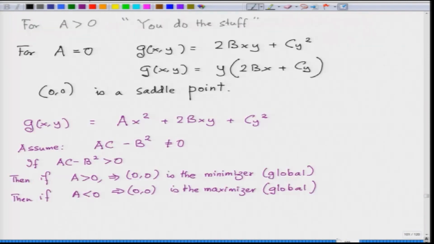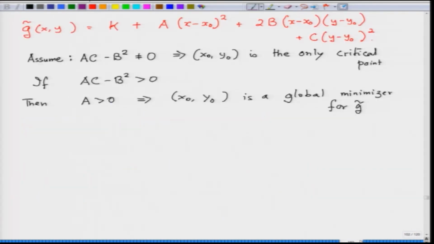Okay, you might ask me, what about AC minus B square in the other cases, equal to 0 or less than 0? When AC minus B square is less than 0, you have already seen that 0 0 is a saddle point. So, basically it is nothing. But the saddle point that we talk about in calculus is not the saddle point in the sense of modern optimization, and that has to be understood.